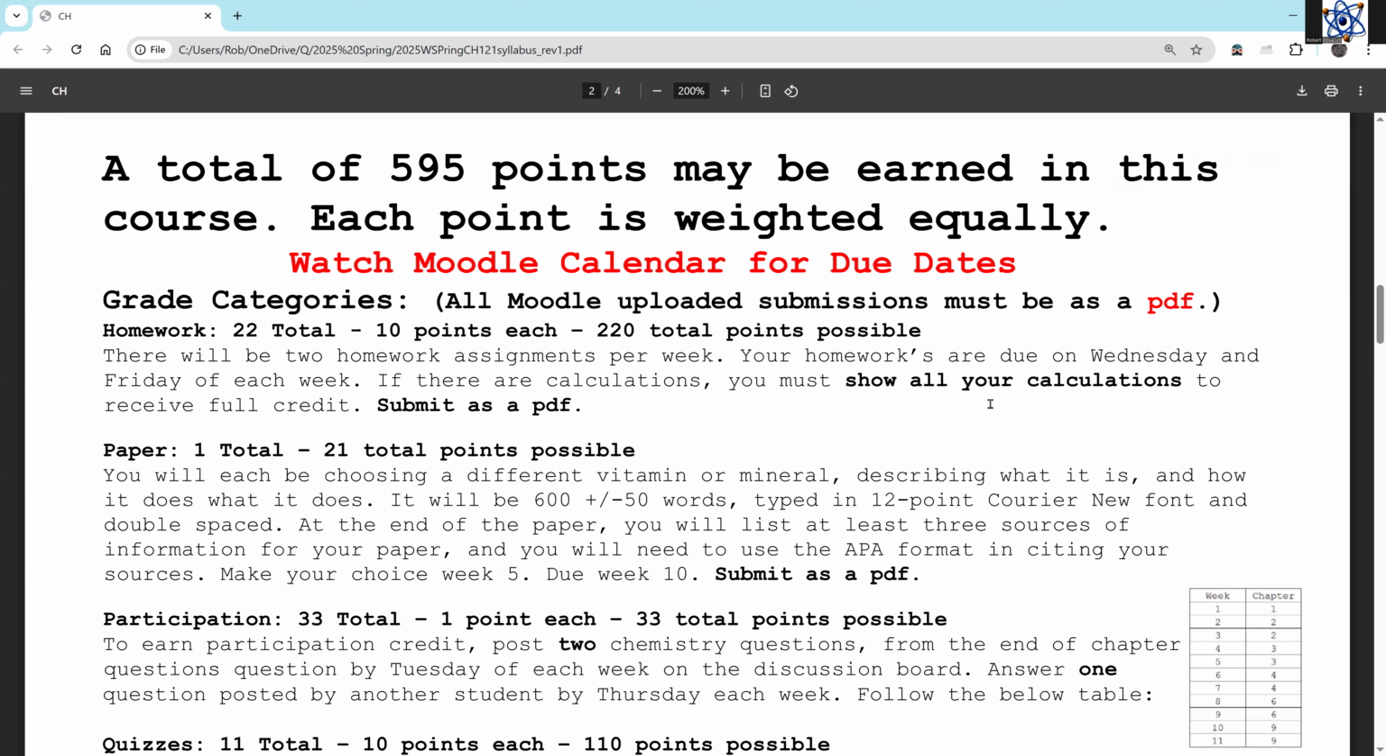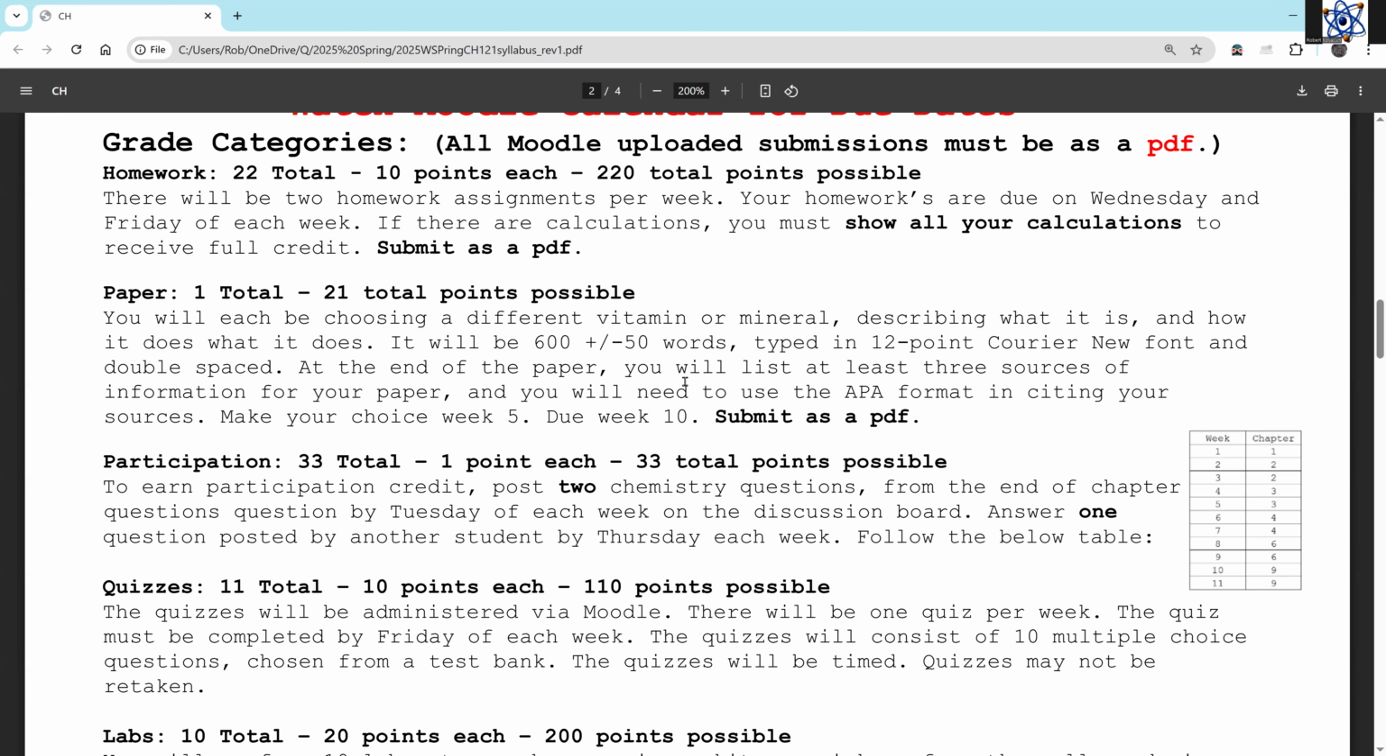You've got 2 homework assignments per week, Wednesdays and Fridays each week. If there are calculations, you must show all of your calculations to receive full credit. If you don't show me your calculations, I'm not giving you credit for doing that work because I need to see that you know how to do that work.